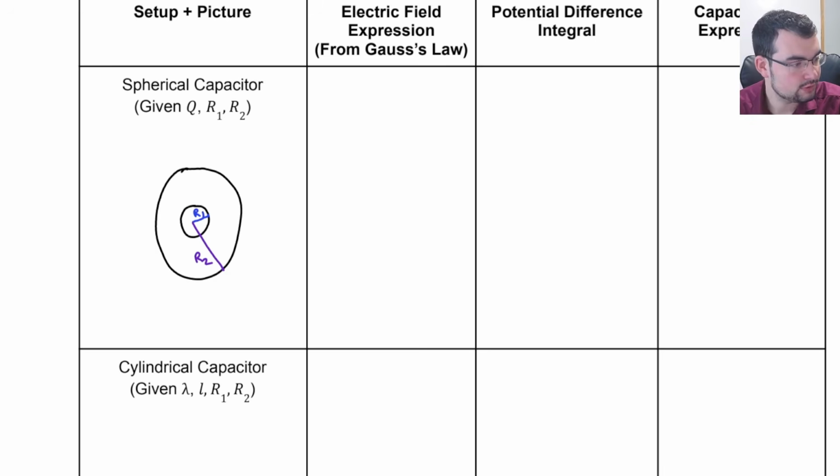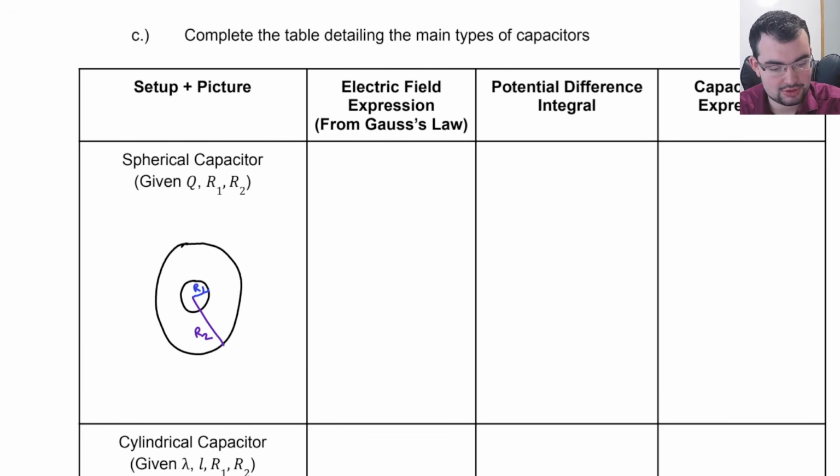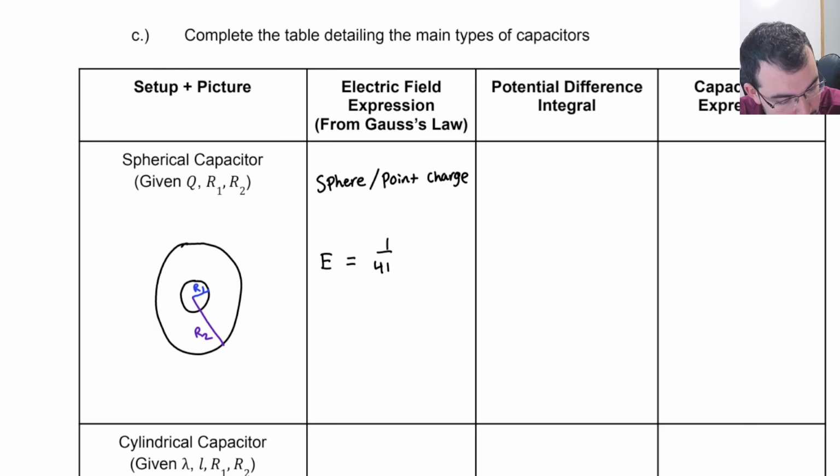So first of all, you just have to remember from Gauss's law what expression applies. And due to the fact that the charges are equal and opposite, there's only ever going to be a field in the between the metals region. So here it's going to look like a sphere slash a point charge. And we know what that field is. That is going to be our electric field: 1 over 4 pi epsilon naught, or K, if you will, times Q divided by R squared.